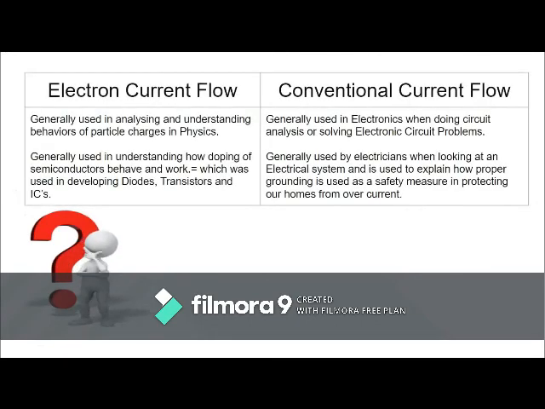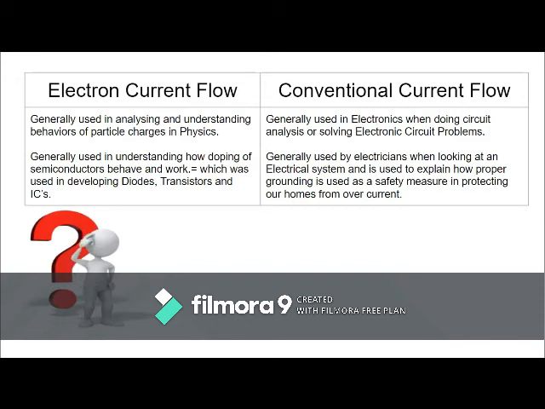When do we use the electron current flow? Generally, we use it when we analyze and understand the behaviors of particle charges in physics. If you still remember your physics teacher, they would always use the law of attraction when explaining in class. Also, it is generally used in understanding how doping of semiconductors behaves and works, which is why they were able to develop diodes, transistors, and ICs.